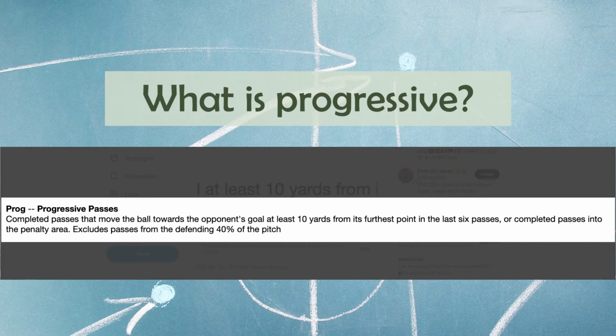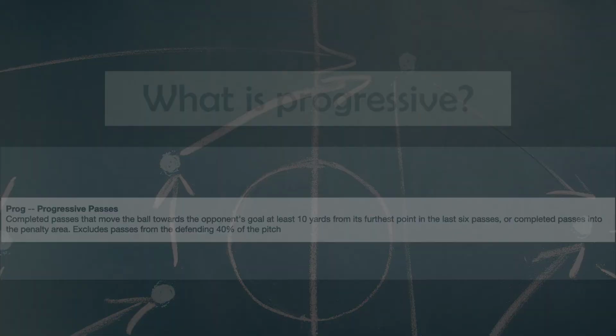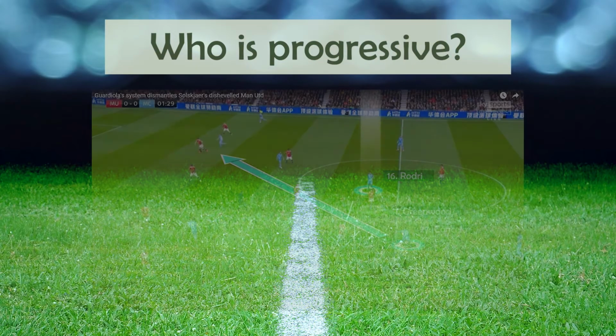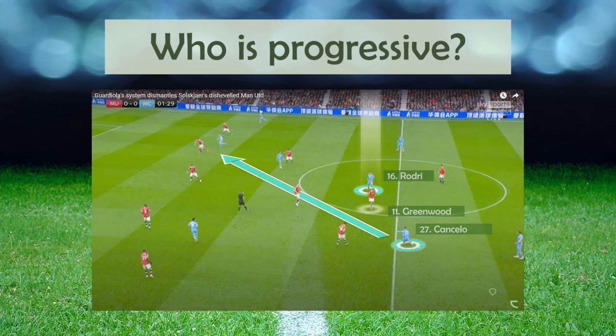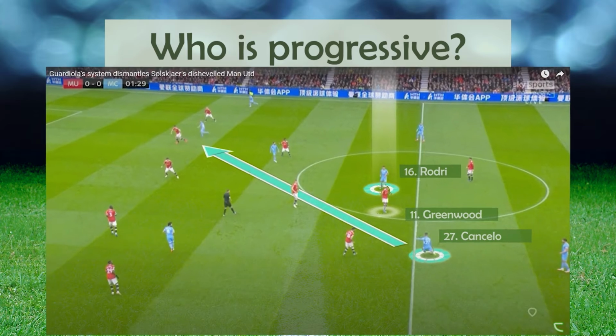In other words, it is a pass where a player is taking a bit of a risk, trying to move their team towards the opponent's goal. And who is progressive? This is the question we're going to be addressing in this video. Here's a quick example of a progressive pass in case that isn't clear.